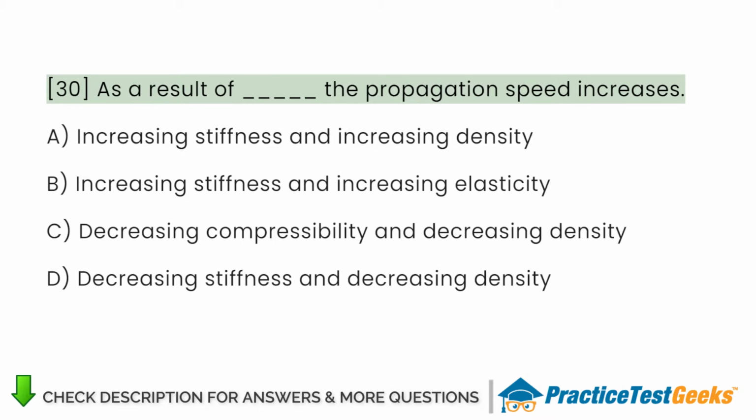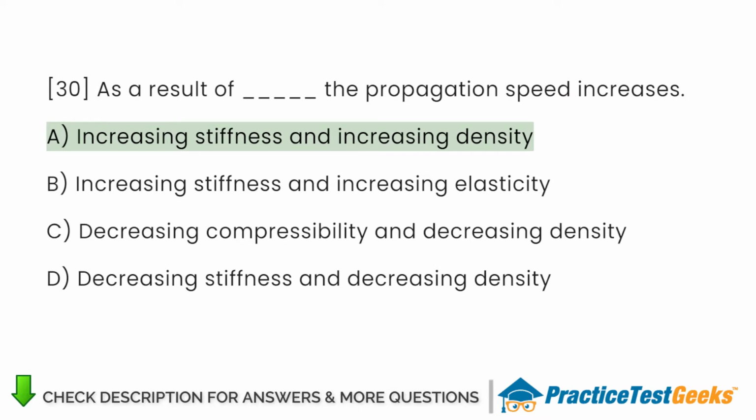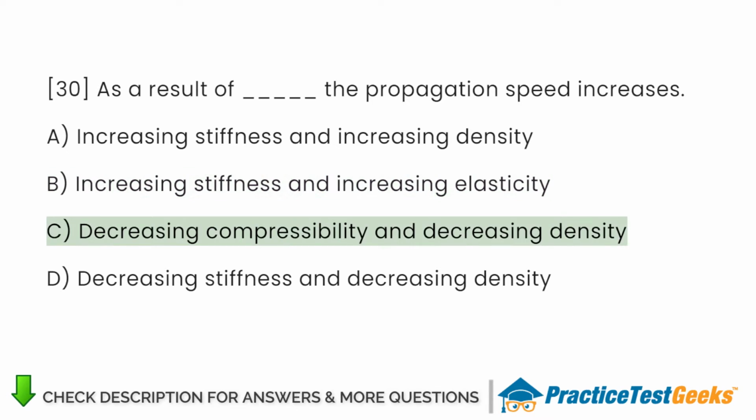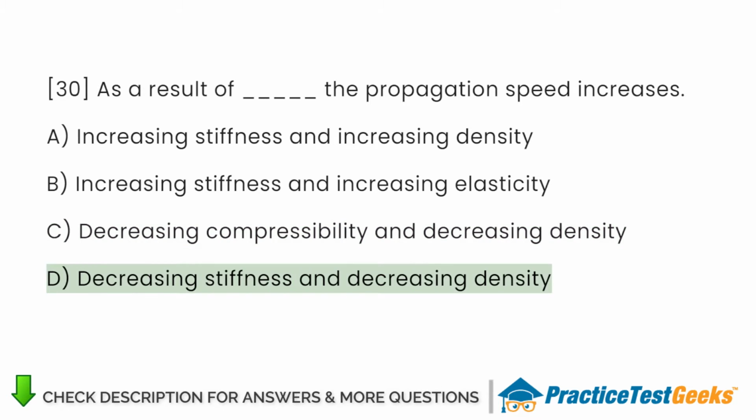As a result of the propagation speed increases. A. Increasing stiffness and increasing density. B. Increasing stiffness and increasing elasticity. C. Decreasing compressibility and decreasing density. D. Decreasing stiffness and decreasing density.